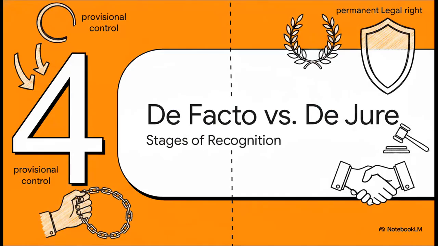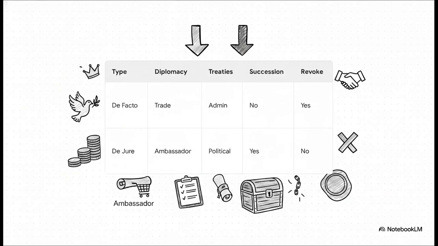Section 4, de facto versus de jure. Listen up, because we've arrived at what is arguably the single most critical distinction you need to memorize for your exam, the difference between provisional control and permanent legal right. States often grant recognition in two stages. De facto is a temporary, conditional recognition based on who has provisional control on the ground. De jure, however, is permanent, absolute recognition of a legal right to rule.